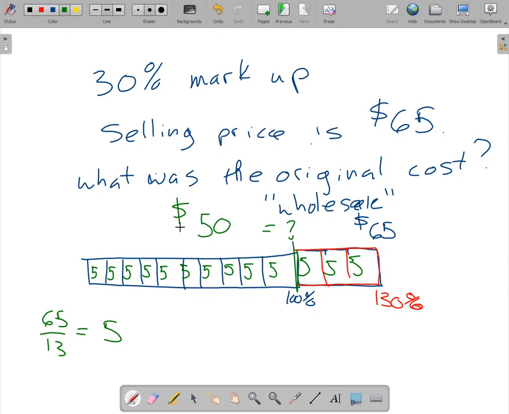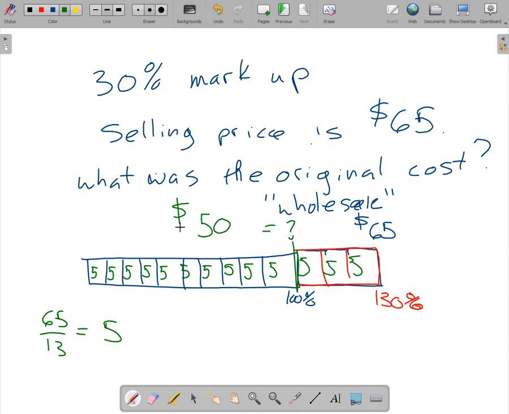Does anybody see how to get the proportion out of the picture? It would be 100 times 65 divided by 130. Is that 100 times 65 divided by 130? Yep, that would work. So the setup to get that, there's a couple ways to do it.